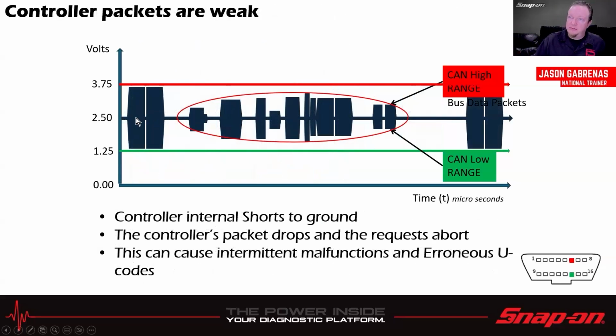This one is weak controller packets. In this case, internal shorts to ground. It's not powerful enough. And remember how I said if it doesn't reach a certain threshold, it's not going to be considered valid data. So if it doesn't get up to our thresholds, then we're not going to be communicating. Once again, you could see bad data along with good data. Good data, the modules are good. Bad data, the module's bad.